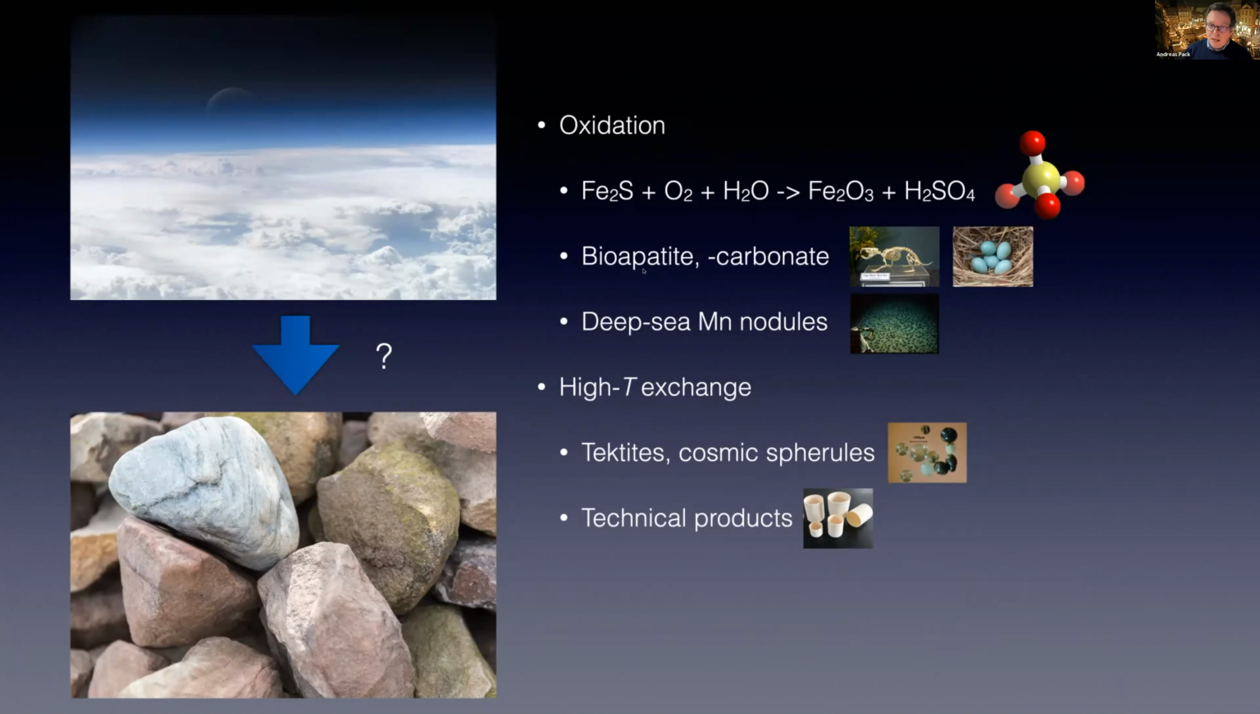Other approaches use bioapatite and carbonate. Here is a skeleton or eggshells, and bioapatite and carbonate precipitate from body water, and the body water mixes with metabolic water and CO2 from the oxidation of nutrients. This is how we get our energy. Then deep sea manganese nodules have been shown to have the isotope anomaly of air oxygen. We can also have high temperature exchange, and I will show examples on tektites and cosmic spherules. For the cosmic spherules, it's both high temperature exchange and oxidation. And in my book chapter, I'm also showing data on technical products that also have exchange with air oxygen, but I'm not showing this in this presentation today.